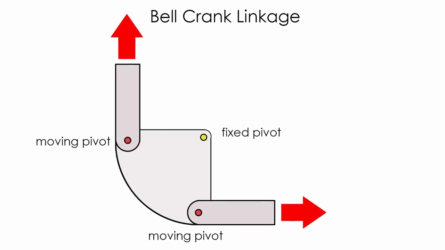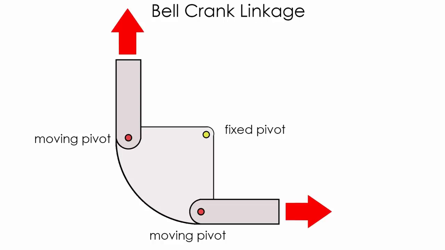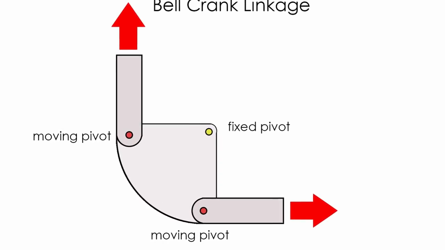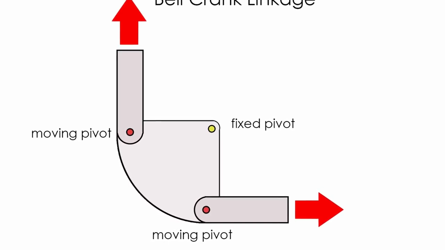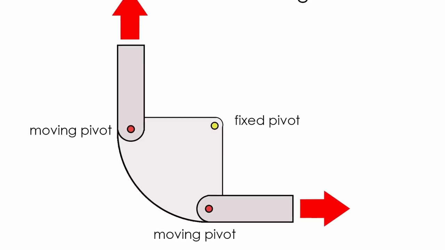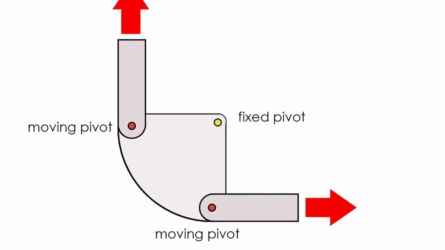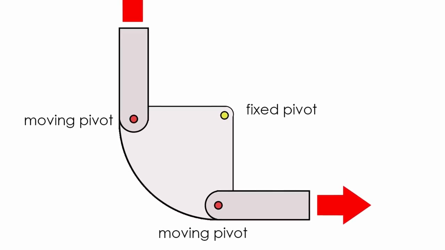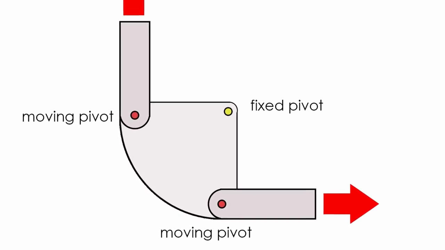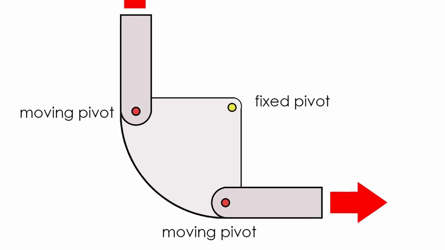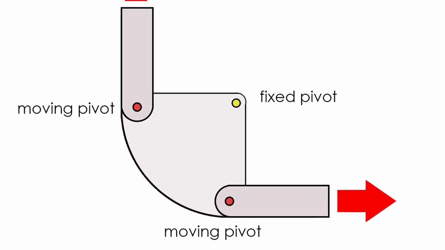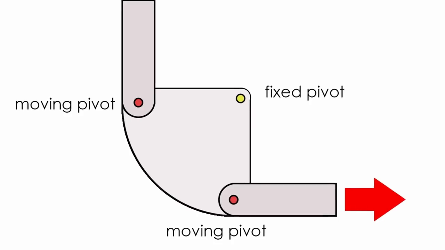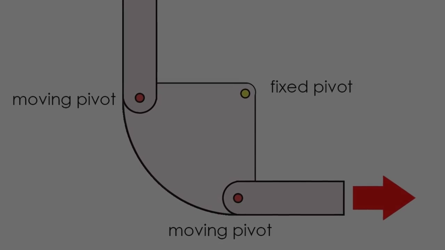Before continuing, let's have a quick look at what a bell crank linkage is. The fixed pivot is going to be a small brad that attaches the circle to my card panel. And those moving pivots are brads that attach the strips to the circle. When the horizontal strip to the right is moved, the vertical strip moves up and down, hopefully creating the illusion that the rhino is swimming in the waves.